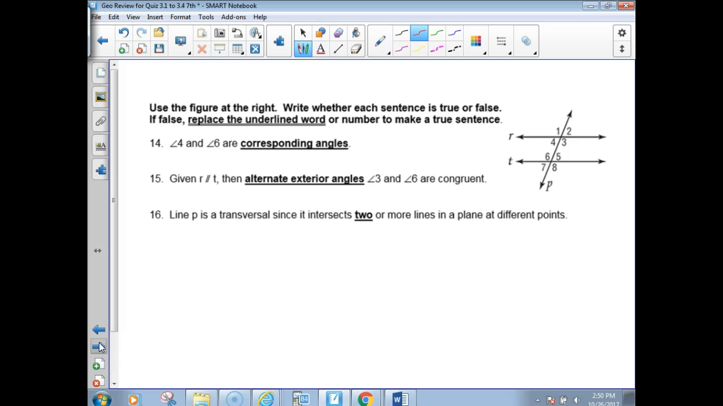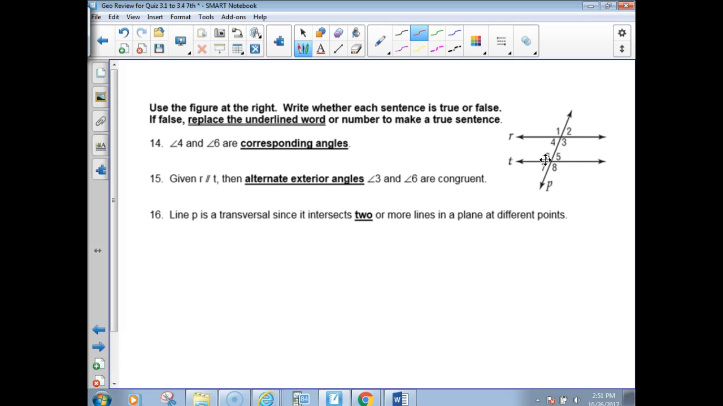So now we're going to the back. As use the figure at the right, you will have a problem where you have this picture and it's going to ask you to name the types of angles. So in this particular case, it says to replace the underlined word if you can to make a true sentence. So you're going to tell me true or false. We do have some like this on the quiz.